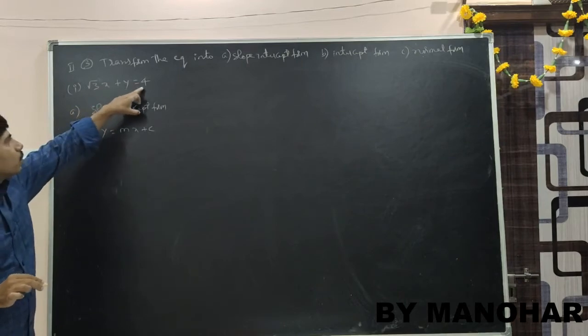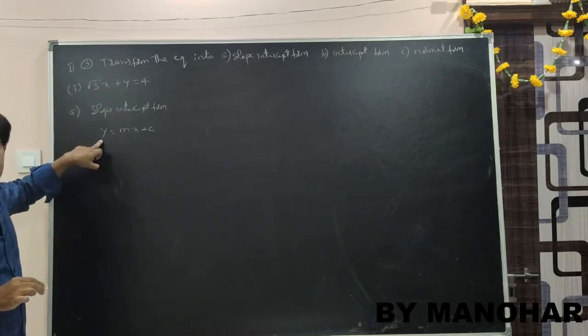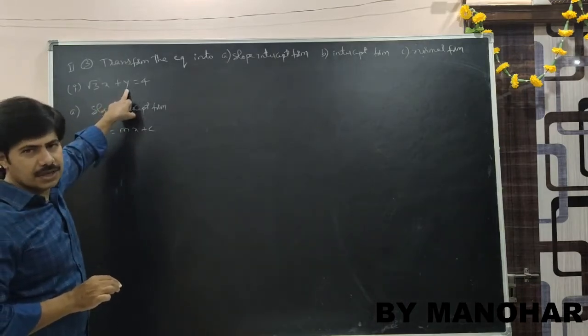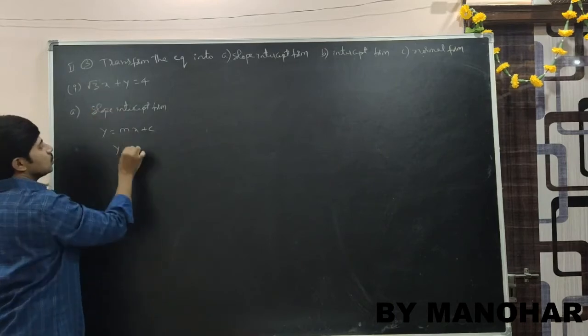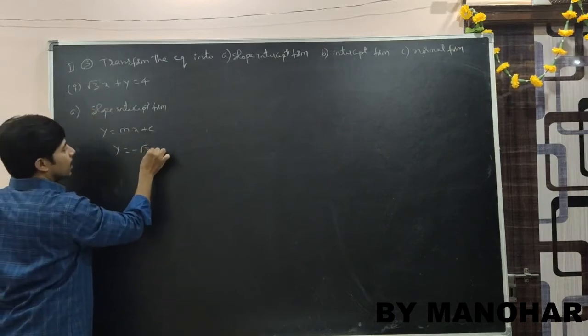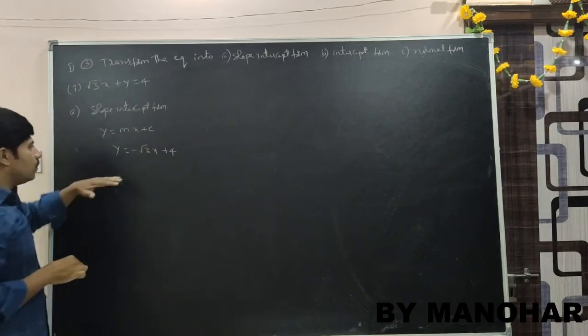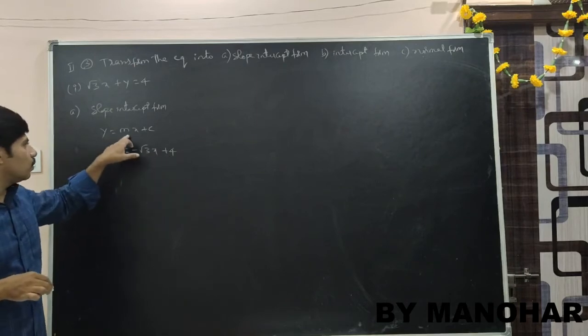Now, root 3x plus y is equal to 4. So in y is equal to mx plus c we have y. Okay. So as we have y, I'll make y the subject. That means y is equal to, transpose this root 3x, it will become minus root 3x plus 4 as it is. Okay. So we express it in the form of y is equal to mx plus c.